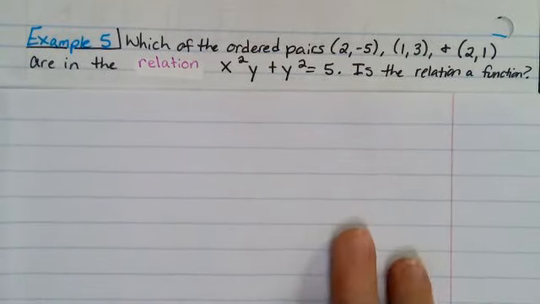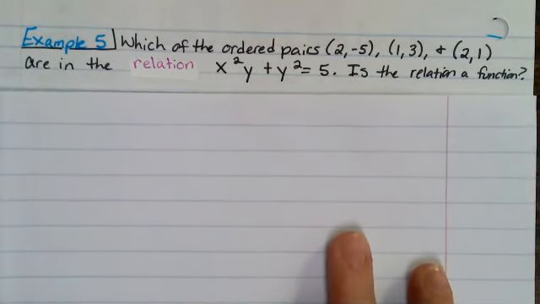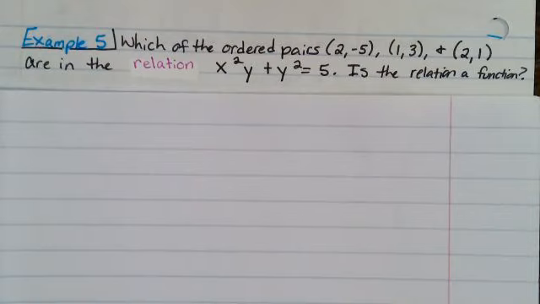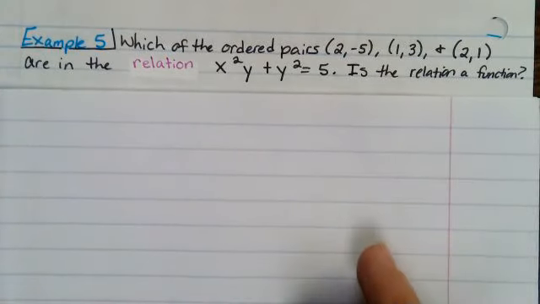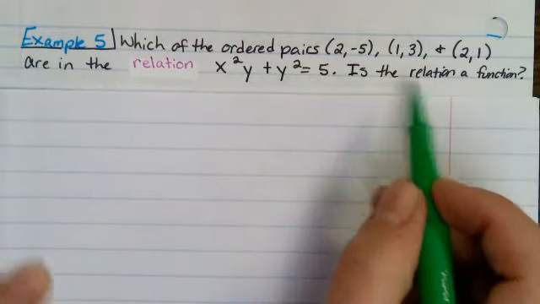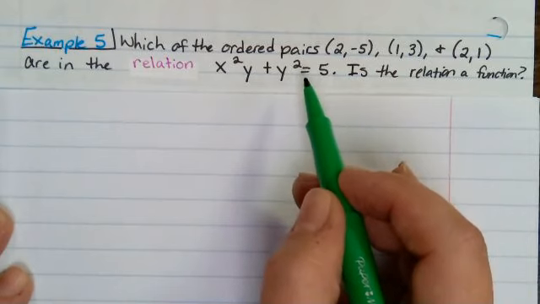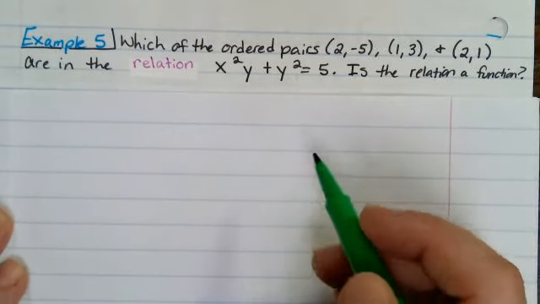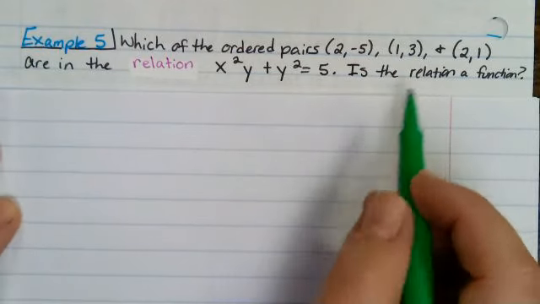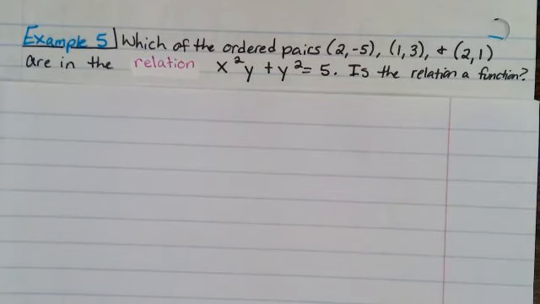Otherwise, we would never end up with things like circles or sideways parabolas. So most of the time we try to stick to functions, but sometimes we get different things. What you're seeing here is a relation, and they are asking if these pairs, if these coordinates, exist in this relation. And then we have to check, is the relation a function or not? So what we're going to do is just check these ordered pairs by plugging them into the function.